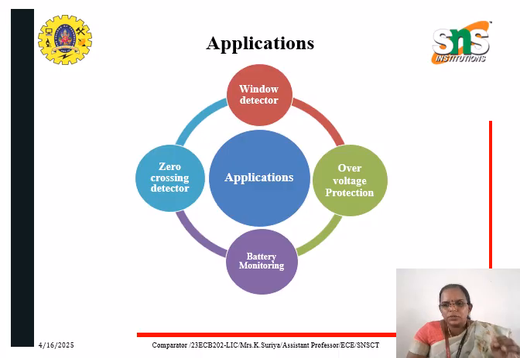So next one is window detector. So window detector detects if a signal is within a specific voltage range. It uses two comparators. Next one is over voltage protection. So here it will trip a protection circuit if the input exceeds a particular limit which is represented by the reference voltage. Next one is battery monitoring. So here it will compare the battery voltage to a set threshold for charging control. So apart from this, it is also used as level detectors where it will detect if a signal crosses a particular set voltage.